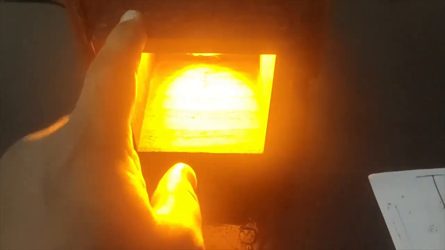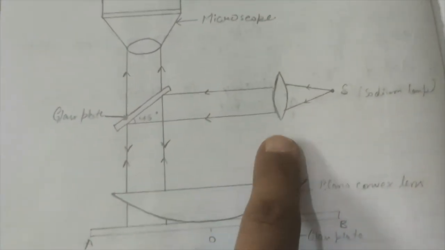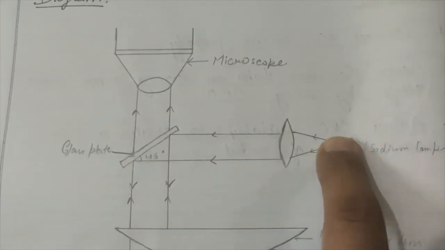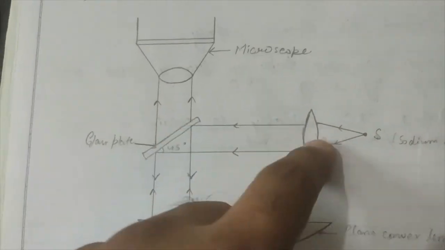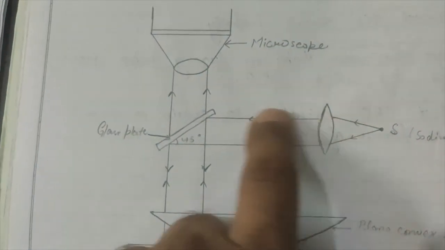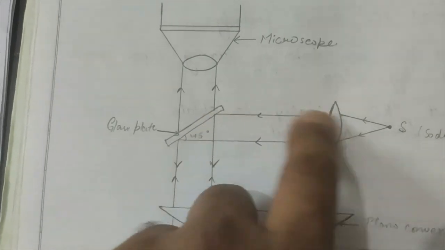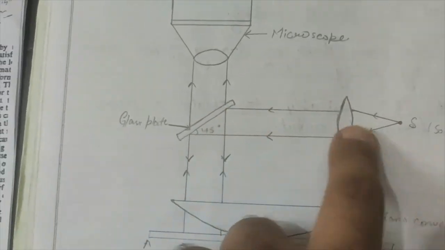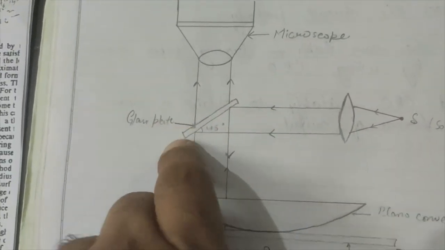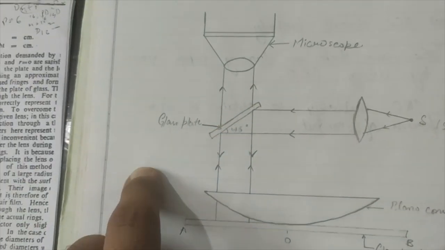This source is coming from inside and falling on this lens. I'm using this lens because the source is spherical, so the rays coming from here become parallel. The use of this lens is to make the light parallel as it falls on this glass plate, which is at a 45 degree angle.